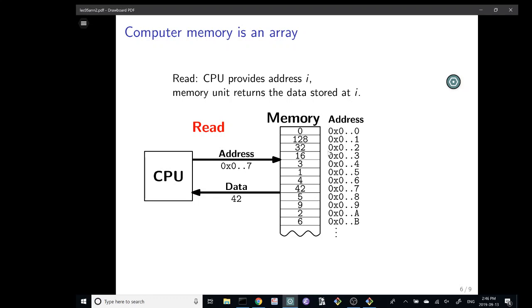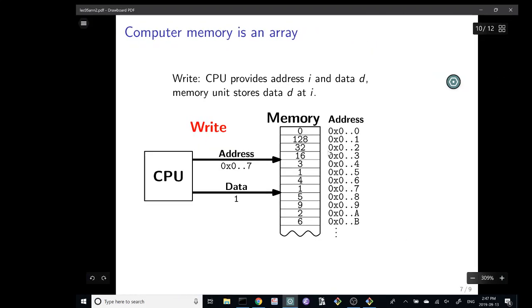By the way, those numbers over there with the x's, that's hexadecimal notation. It's base 16. So if you write something in base 16, you can't just use 0 through 9 because that's only 10 digits. So you need extra digits. So you just use A, B, C, D, E, and F. Okay. That's the read from memory.